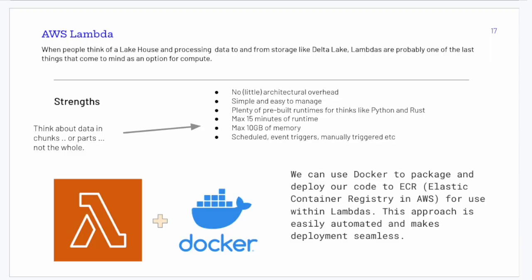This isn't really about AWS Lambda, but I just want to take a second to talk about AWS Lambda. There are plenty of pre-built runtimes that AWS puts out for Lambdas for Python, Rust, whatever, pretty much everything under the sun. They have about a 15-minute max runtime, and they can max out at about 10 gigabytes of memory. You can trigger Lambdas many different ways.